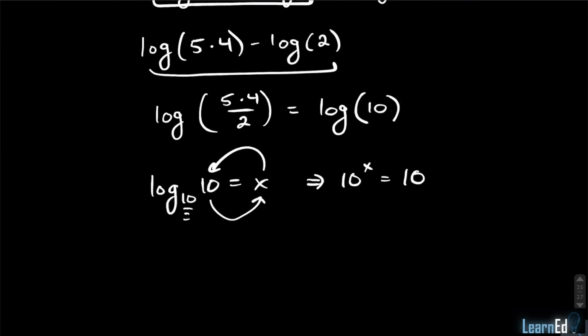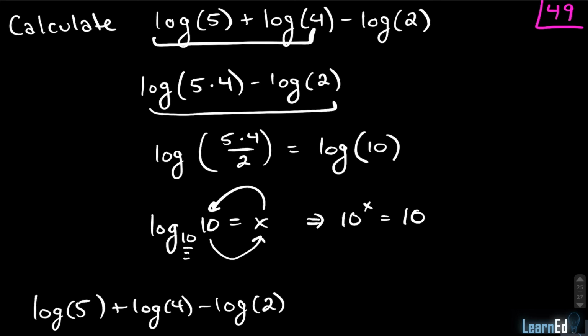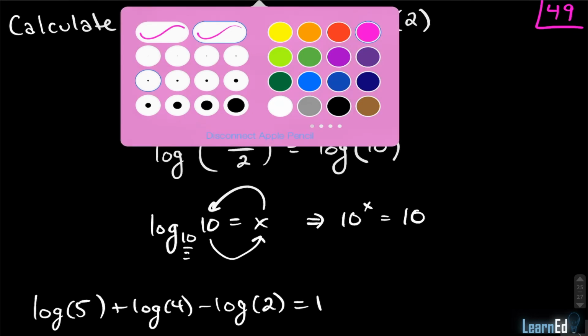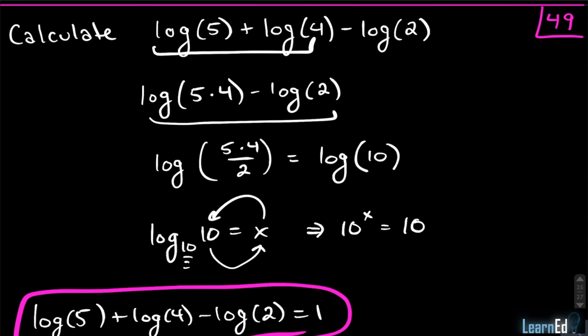So as your final answer, you can write that log of 5 plus log of 4 minus log of 2 equals 1. Okay, that's it. Just combine them with that multiplication and division rule.